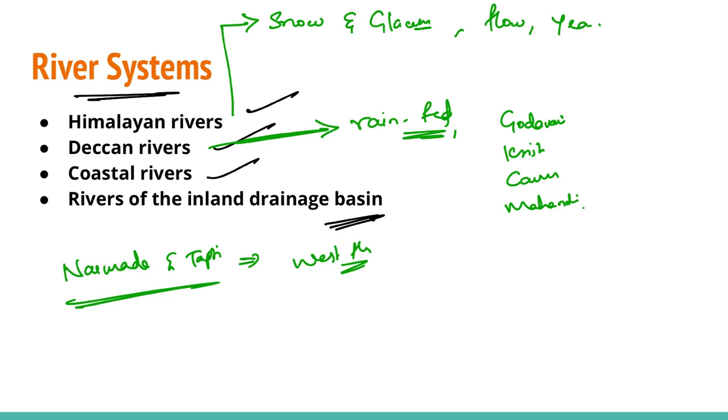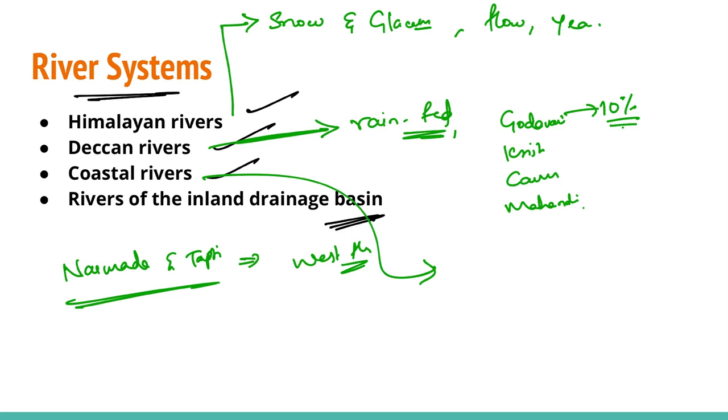The Godavari in the South Peninsula has the second largest river basin, covering 10% of the area of India. Next, coming to coastal rivers, especially on the west coast, they are short in length and have limited catchment areas. Most of these coastal rivers on the western coast are non-perennial in nature.